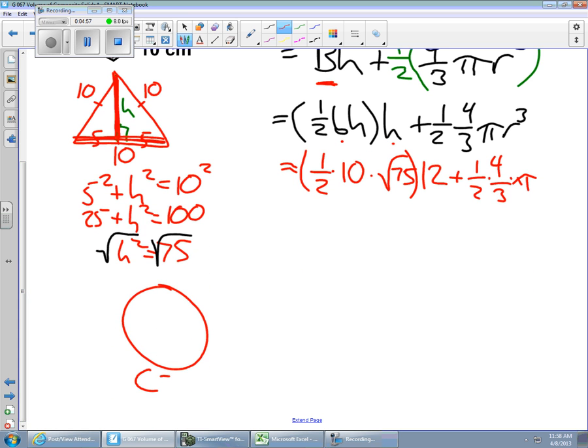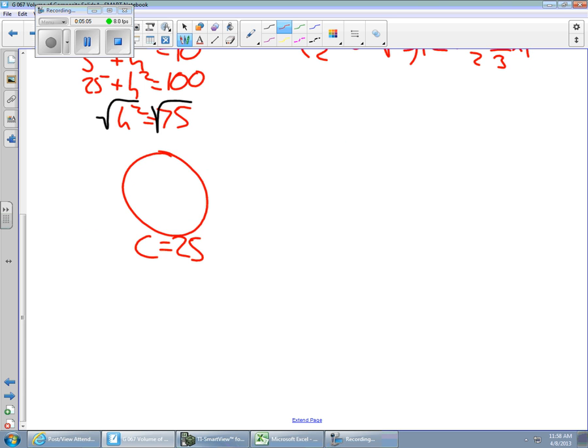That's a circumference measurement. Circumference is 25. And what do we know about circumference? Well, circumference is 2 pi r. And they just said that the circumference is 25. So 25 is 2 pi r.